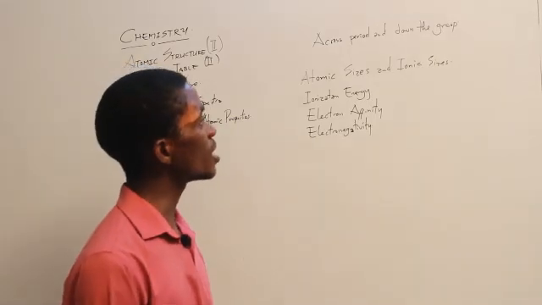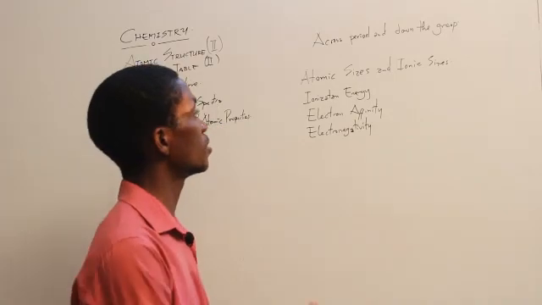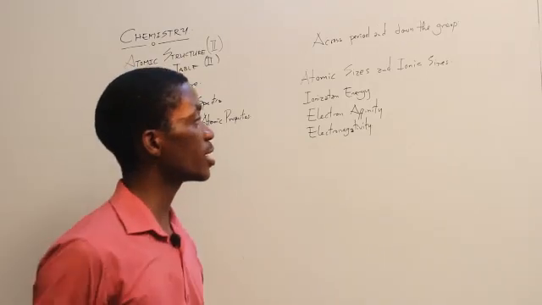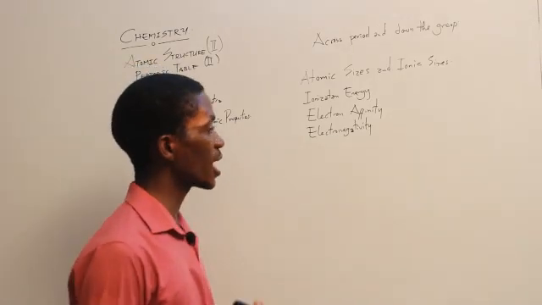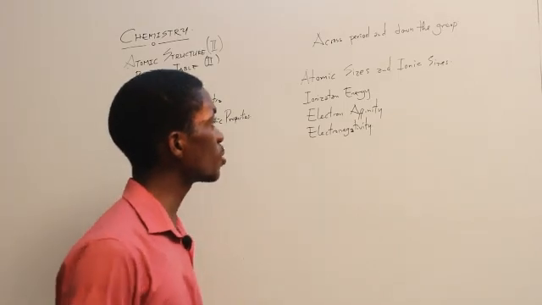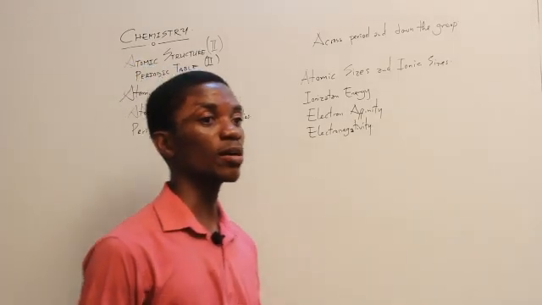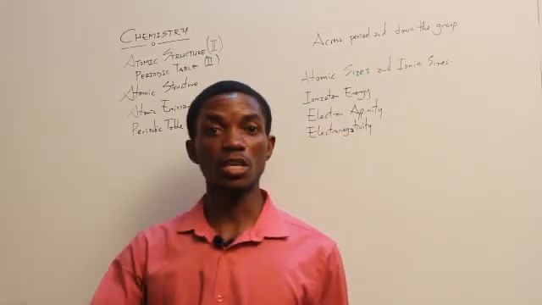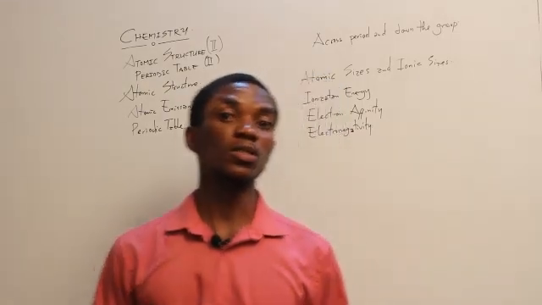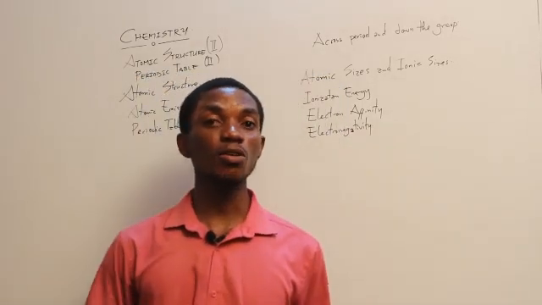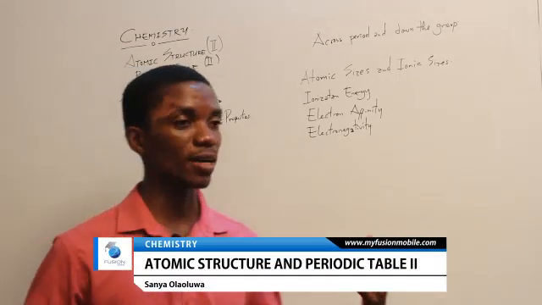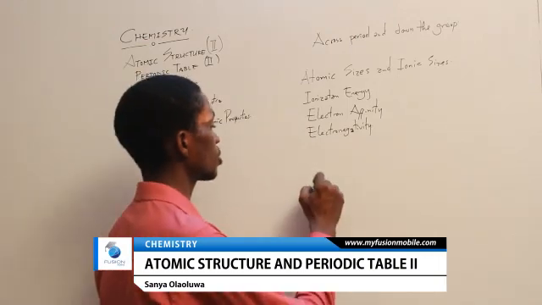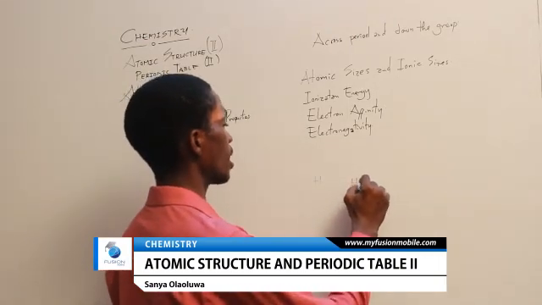We'll be considering the behavior of elements in the periodic table based on their atomic sizes and their ionic sizes. We'll also consider their ionization energy, their electron affinity, and electronegativity. Based on atomic sizes, we know that the element is getting bigger and bigger as we go down the table. But the interesting thing is that across the table, instead of the element getting bigger, it's actually going to get smaller. Hydrogen atom is actually bigger than helium atom.